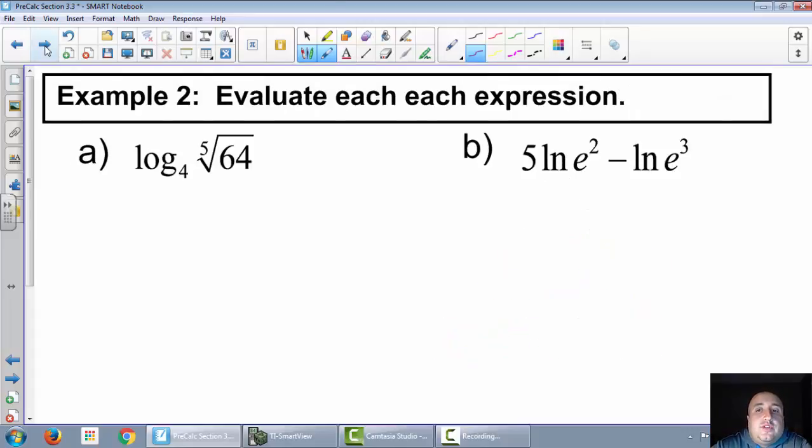All right, example 2. It says evaluate each expression. So let's do A this time. A is a little bit tougher than B. We'll save B. It says evaluate each expression. Okay, so we're going to see what we can do here.